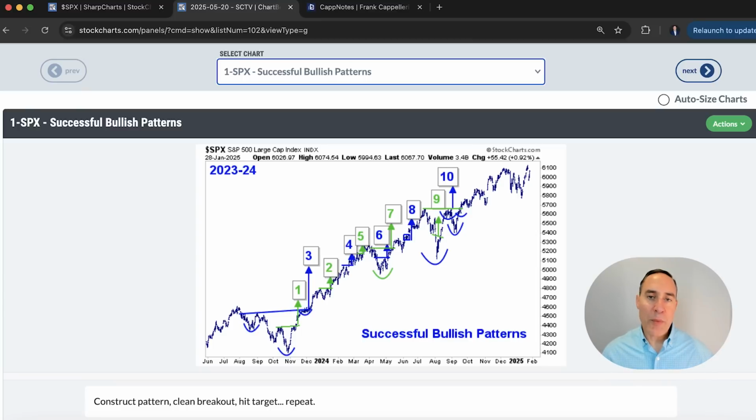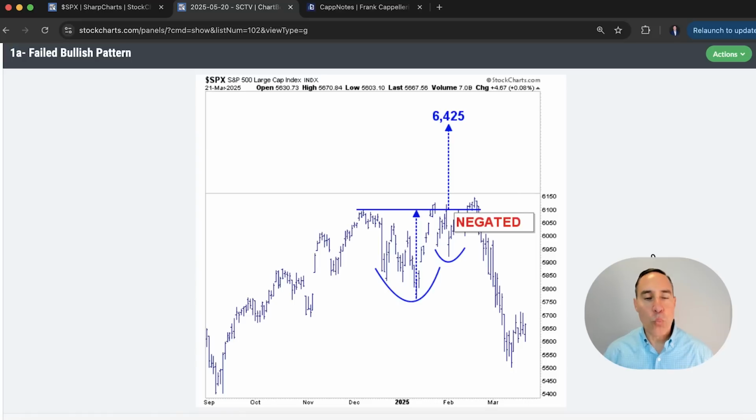Now, as that was going on, we knew that wasn't going to continue forever. And so we're always looking for clues of when something can change. And so along the way, in December was the first time we had a failed pattern. That happened over and over again through February. This was one of the failed bullish patterns that we saw, and actually the biggest one as well in February.